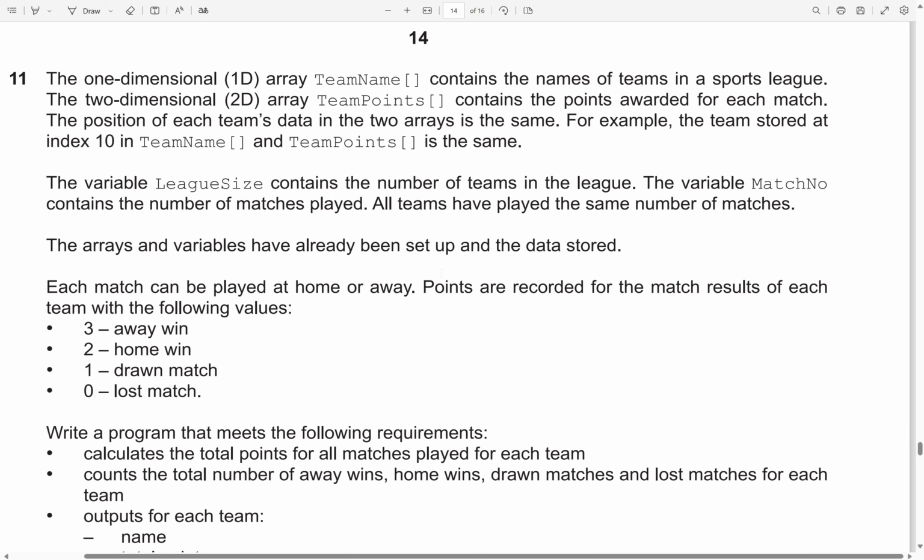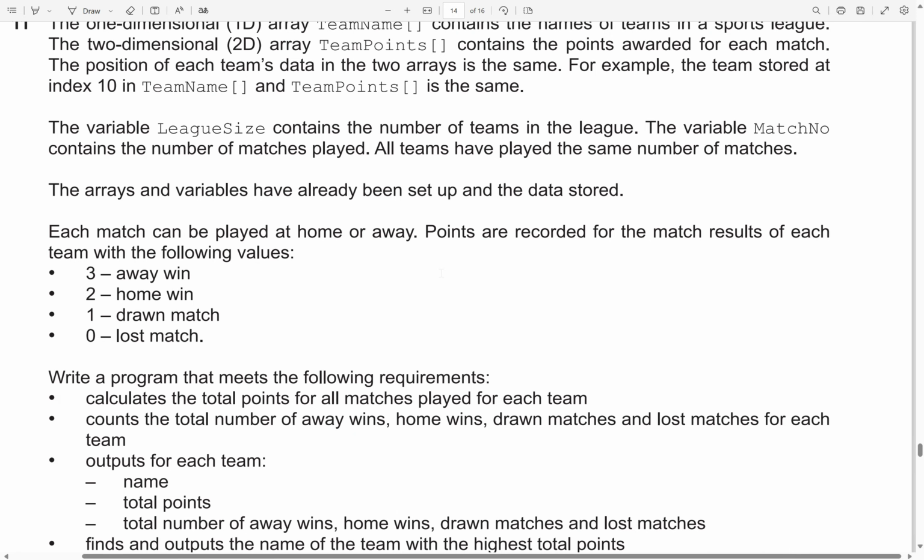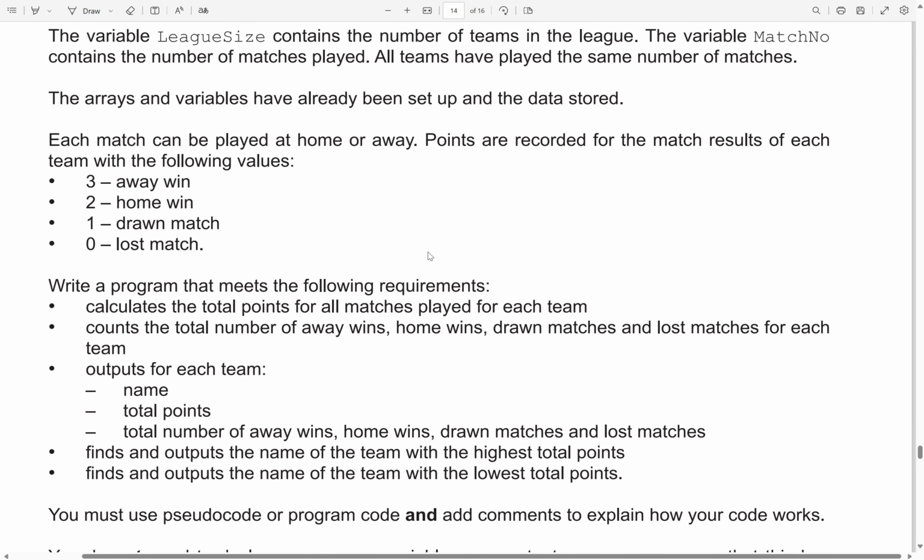Here then it says the one-dimensional array team name contains the names of teams in a sports league. The two-dimensional or 2D array called team points contains the points awarded for each match. The position of each team's data in the two arrays is the same. For example, the team stored at index 10 in team name and index 10 in team points will be the same. Right, the variable league size contains the number of teams in the league, and the variable match number contains the number of matches played. All teams have played the same number of matches. The arrays and variables have already been set up and the data has been stored.